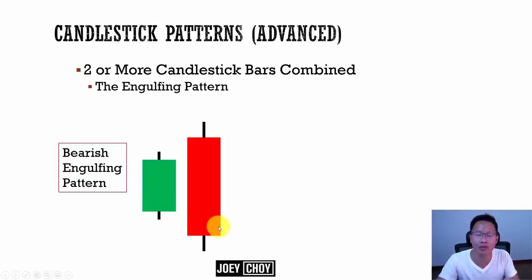So that is a bearish engulfing pattern, whereby sellers just came back and totally engulfed the first day bar. You can see it's way taller than the first day bar. This is what we call engulfing, because it totally engulfs it. It opens way higher, closes way lower, and that's what we call an engulfing pattern, the bearish engulfing pattern.